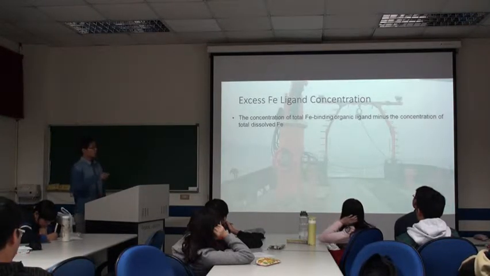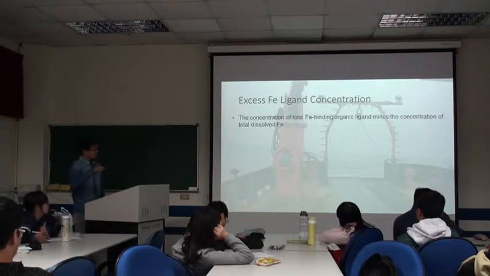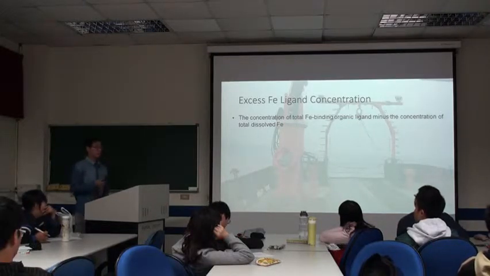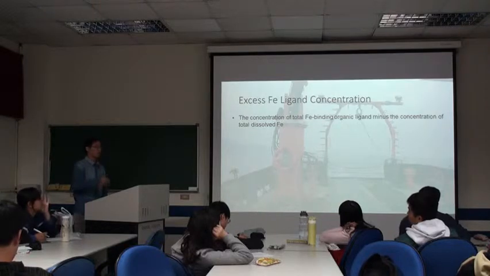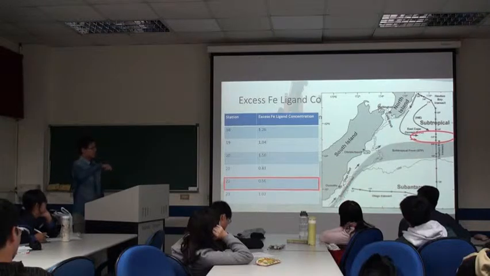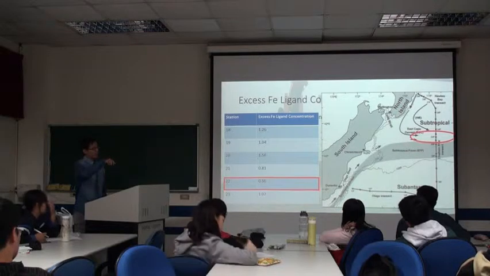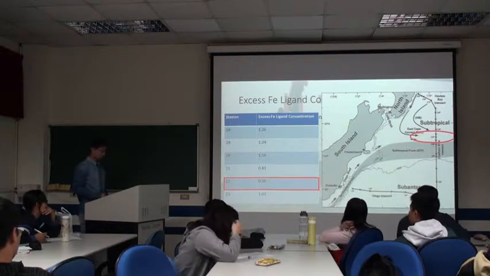And that's not enough. We calculated the excess iron ligand concentration. We subtract the concentration of the iron from the concentration of the organic ligands, so we can know how many ligands are combined with the iron. We can see the data here. The lowest place means more iron is combined with ligands, which is here at the escape current place.